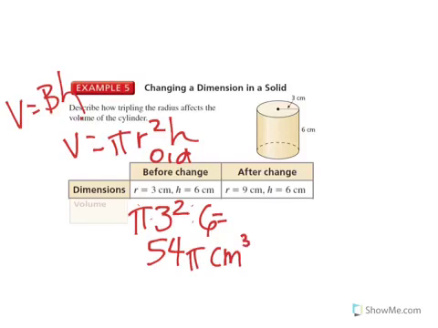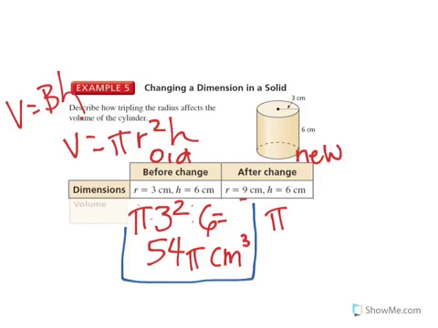Let's go and do the change and see what our new volume would be. This is our new volume. So to do our new volume, we're going to be at pi. It asks us to triple the radius. So that means the radius, we're going to take and multiply times 3, so we're going to get a 9. So pi times 9 squared, and then multiply it times the height.